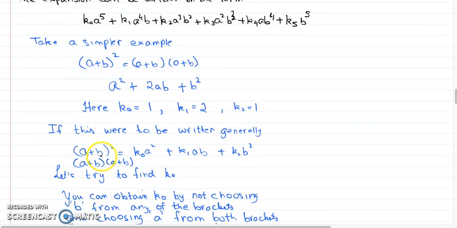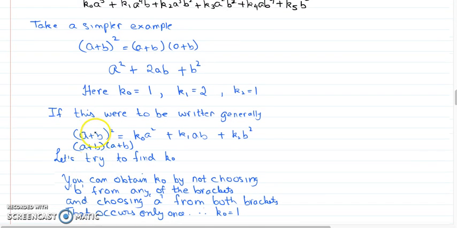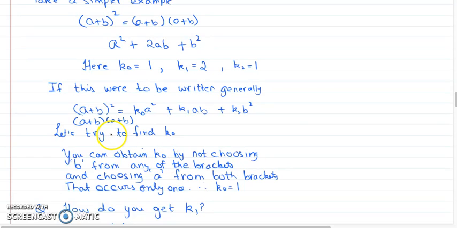Okay, so how do you obtain k0? You can obtain k0 by not choosing b from any of the brackets. So don't choose b from any of the brackets, and you can only obtain k0 if you multiply a with a. And how many ways can you do that? One way. So that only occurs once. So k0 must be 1, because that will be the coefficient. If it occurred twice, then you'll have 2 at the front. If it occurred thrice, you'll have 3 at the front.